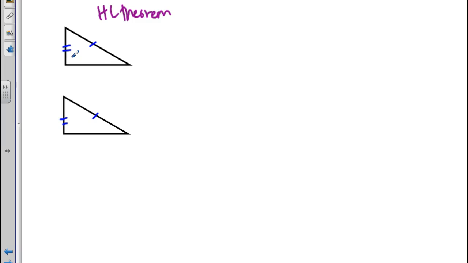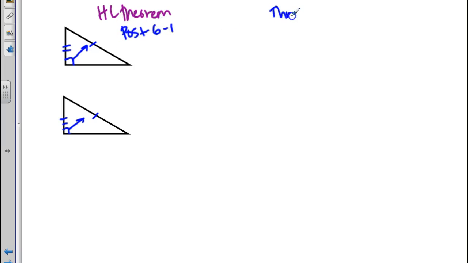So if the hypotenuse and a leg of a right triangle are congruent to the hypotenuse and the corresponding leg of another right triangle, then the triangles are congruent. Remember, the hypotenuse is opposite the right angle. So the hypotenuse and a leg. Hypotenuse leg theorem, that's postulate 6.1.